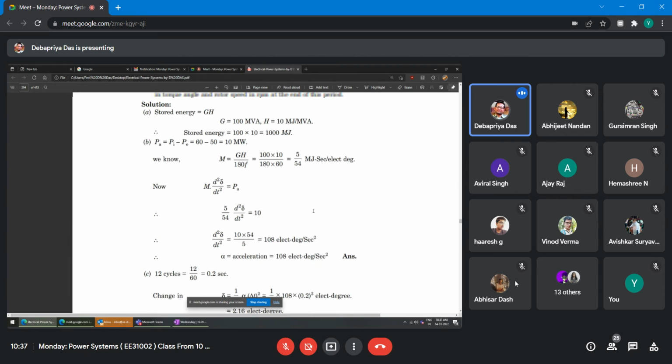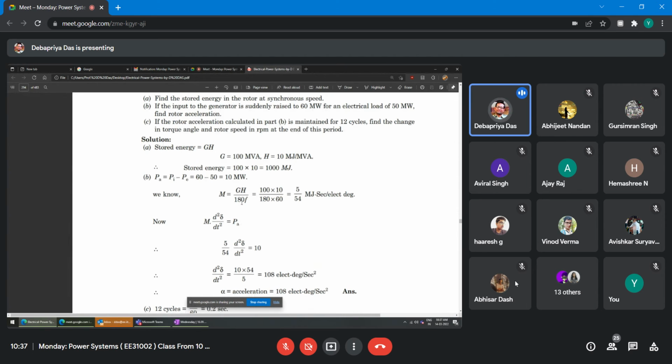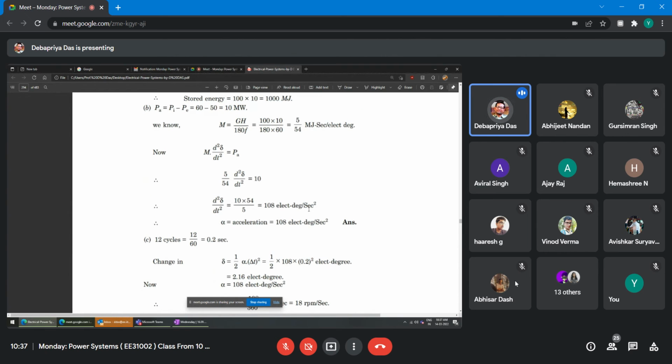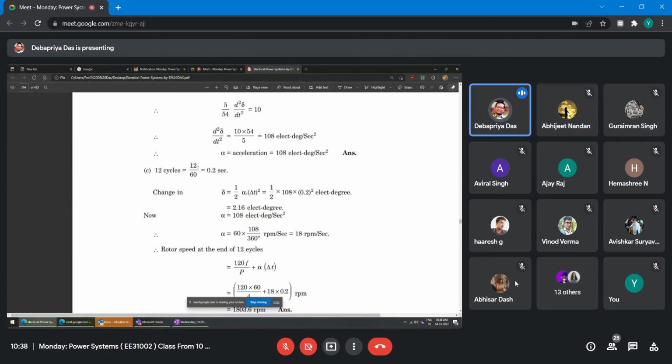Because here we have taken it in degree. If you take it in radian also, then you can use pi f, no problem. But here we have taken degree. So 108 electrical degree per second square. Therefore alpha, the acceleration, is this one, 108 electrical degree per second square. This unit, you have to be careful about. Now 12 cycles is equal to 12 by 60, because it is a 60 Hertz system, so 0.2 second.